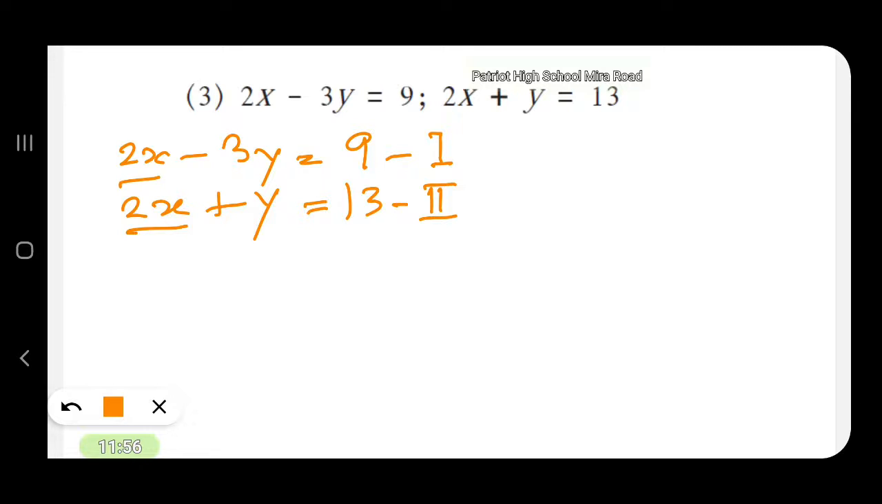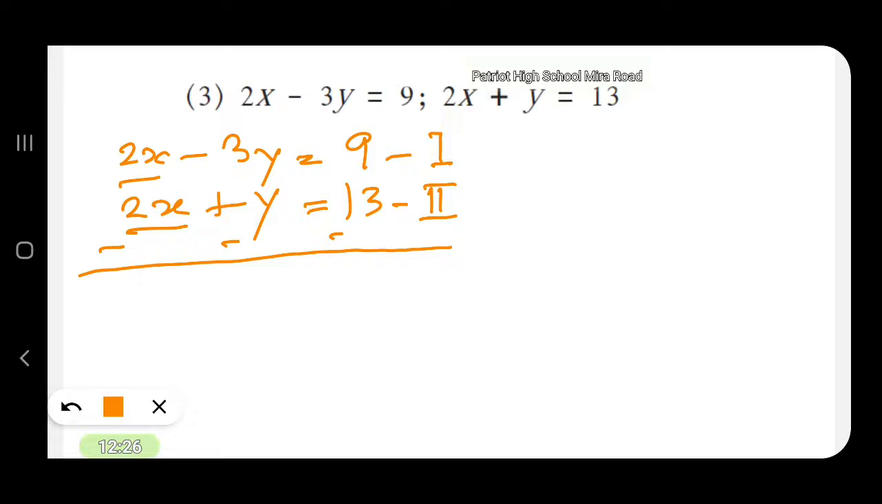So let us change the signs. If we want to subtract equation 2 from equation 1, let us change the signs of the whole equation. 2x is plus, so we make it minus. y is plus over here, so we make it minus. 13 is plus, we make it minus. So 2x - 2x is 0. So the term in x is 0, and we need not write it.